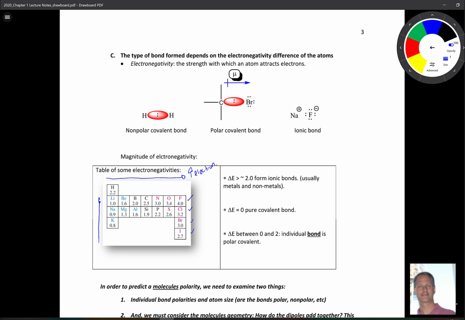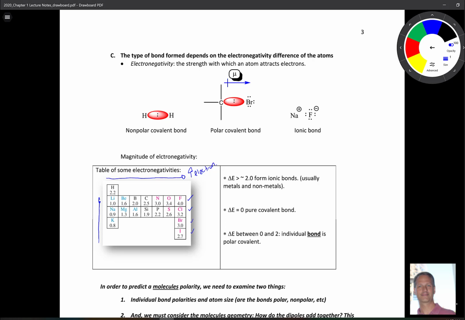So what we can simply do is we can take a look at this table and we can figure out real quickly what type of bond we have. So an H atom and an H atom, because they're both the same atom, the dipole gets pulled equally. It's like a tug of war with two equally matched teams.